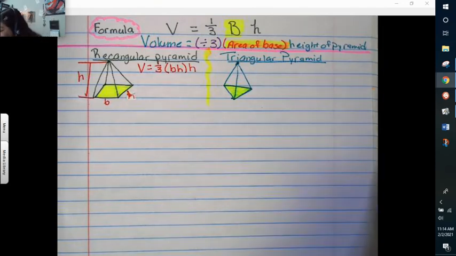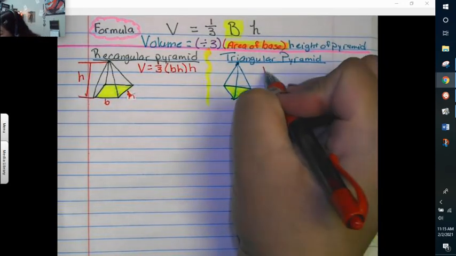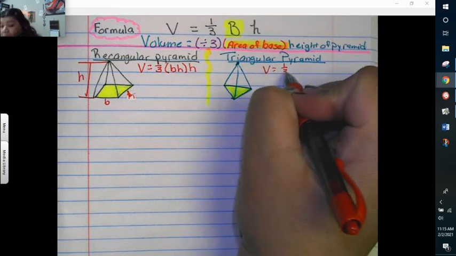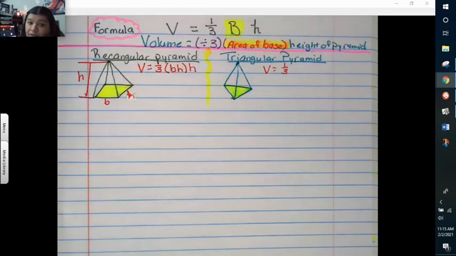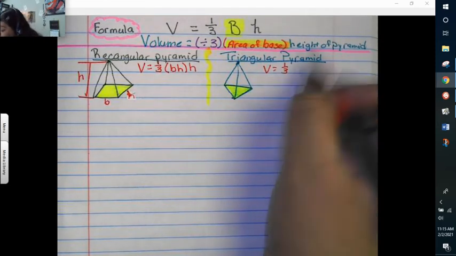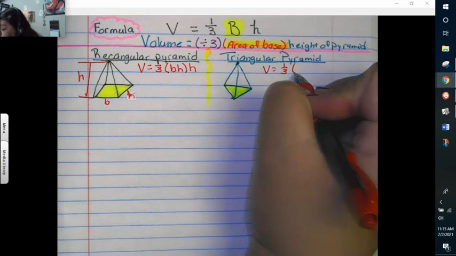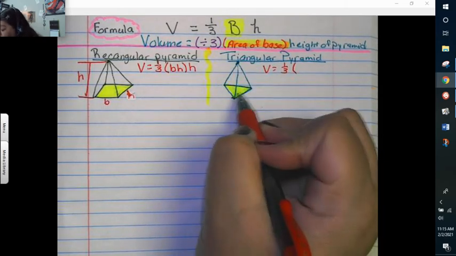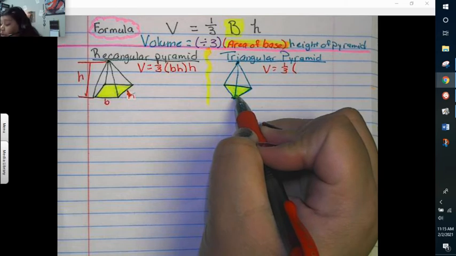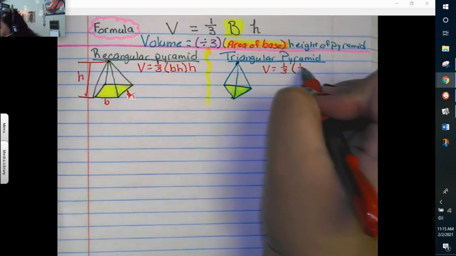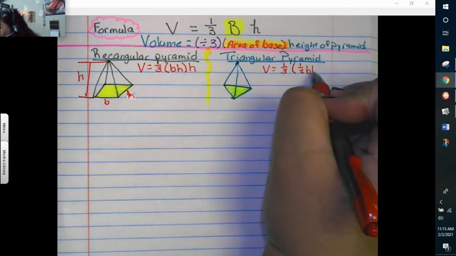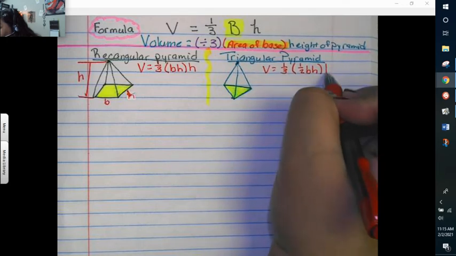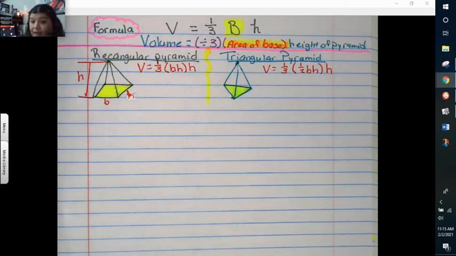The formula is different. So volume equals, it's still 1/3. No matter what shape your base is, you're dividing by 3, regardless, because it's a pyramid, okay? Now, here's the tricky part. The base on this one is a triangle. So you have to put the formula for a triangle, which is 1/2 base times height, and then the height of the actual pyramid again, okay?